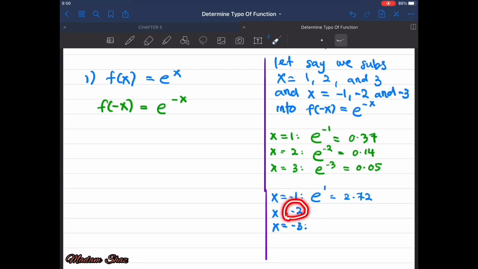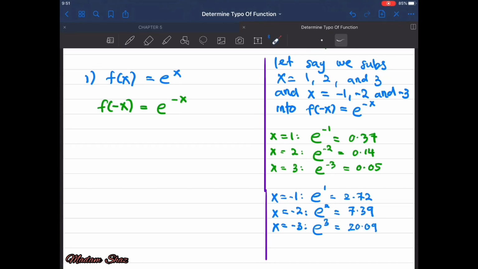X is equal to negative 2. So therefore e to the power of 2 is equal to 7.39. X is equal to negative 3. e to the power of 3 is equal to 20.09.